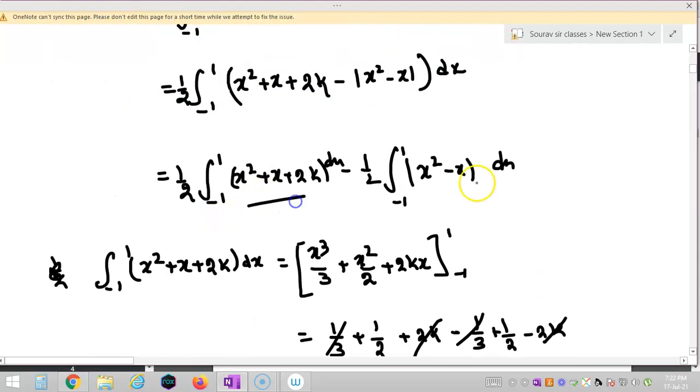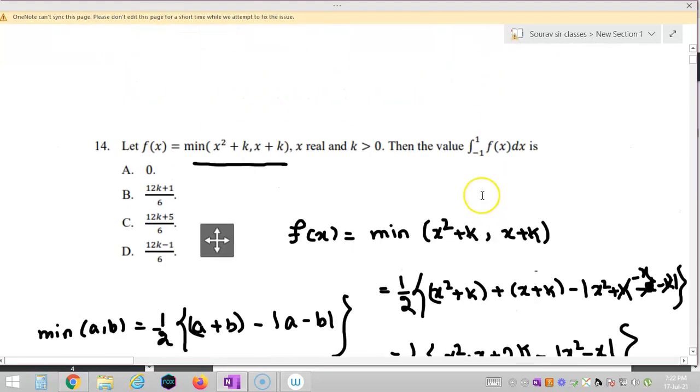This is 1, this is 1, so it will be 1 by 2 into 1 minus 1 by 2 into 1, so the value of this integration is 0. So we have solved it, and you can see 0 is our option A, so option A is our correct option, right students? So we have solved question number 14. Now let's solve question number 15.